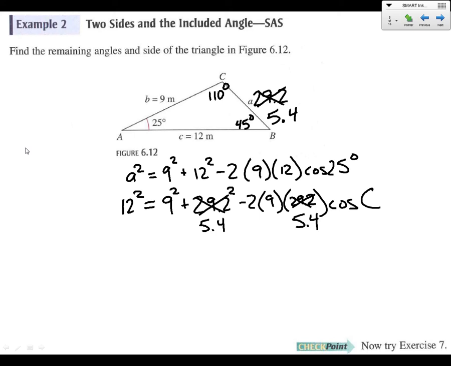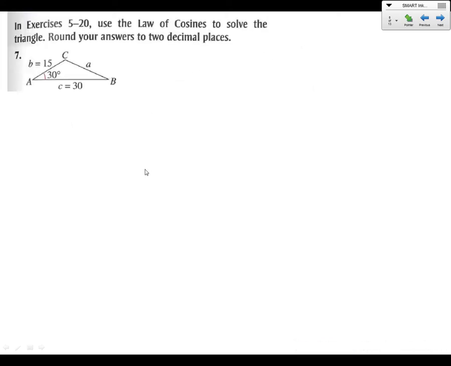Okay? All right, so see if you can do this for exercise 7. Don't make the mistake I did and forget to do the square root. And see if you can find all the missing pieces on problem 7.